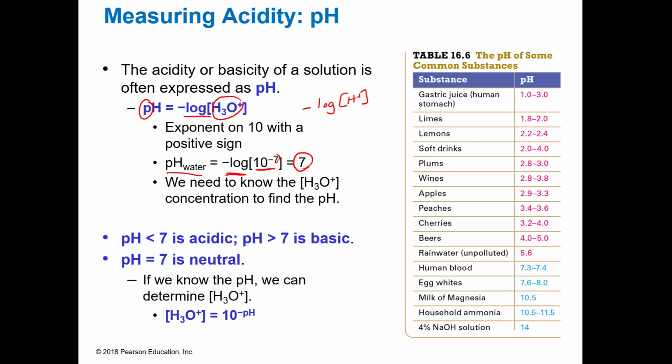And so if it's 1 times that number, this exponent, if you change it to the positive, will tell you what that pH is. So we need to know what the H3O plus concentration, or the H plus, is if we're going to find the pH of something. And remember, pH of less than 7 is acidic, pH of greater than 7 is basic, and pH equal to 7 is neutral. If we know the pH, we can also determine what the H3O plus concentration is by saying 10 to the negative pH, and that'll give us the concentration. So we're going to work problems doing both things.